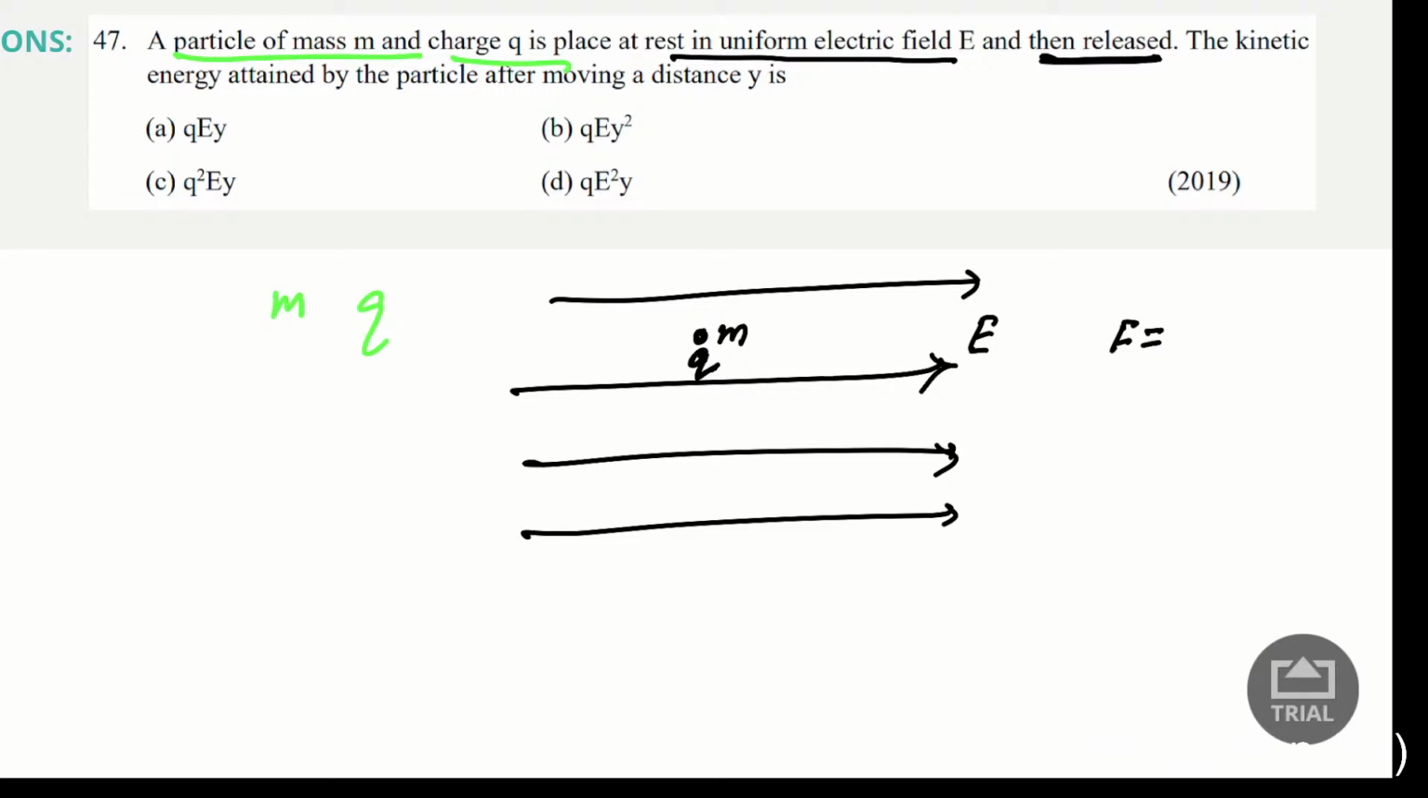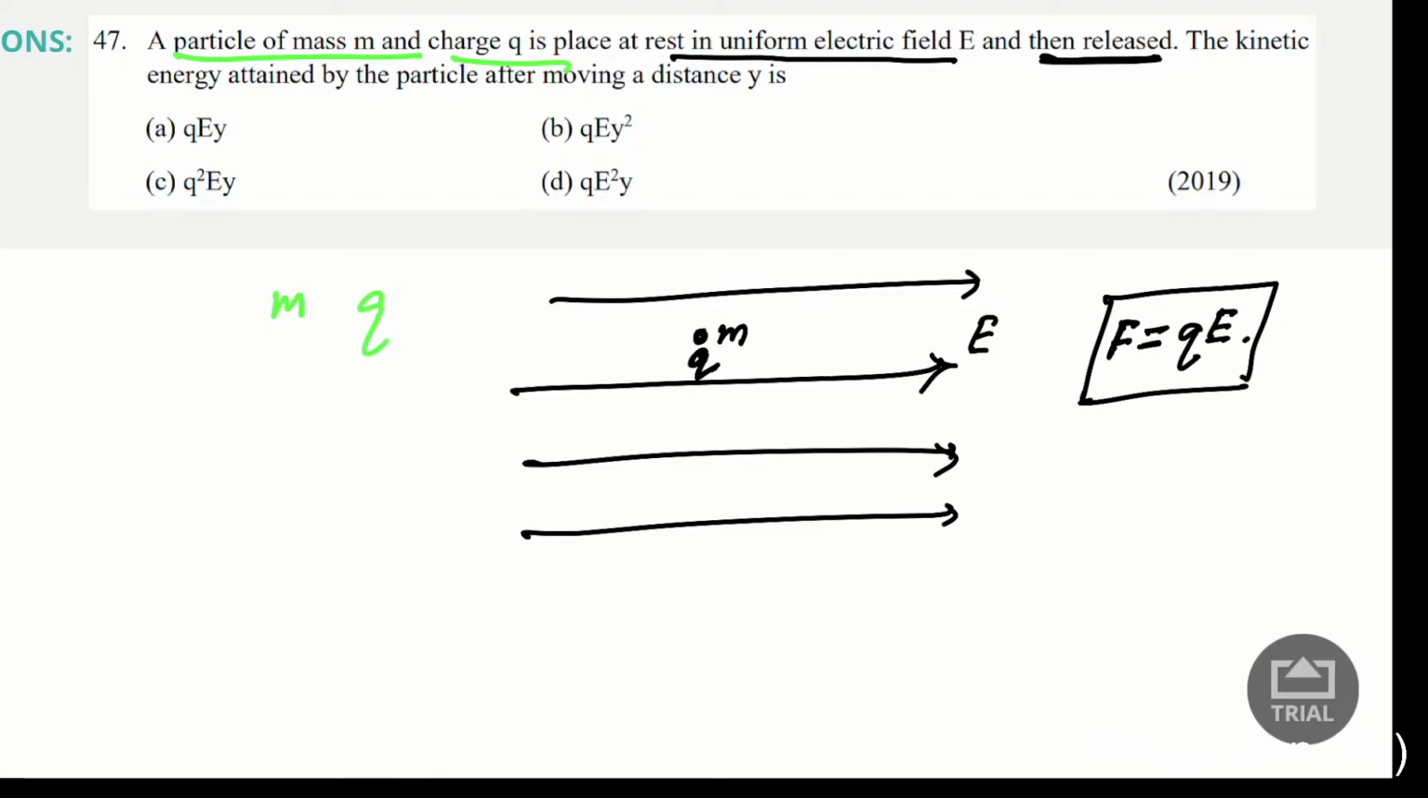Force gets applied. And what is that formula? Force is equal to what? F is equal to QE. So this is the force that is acting on the particle. Now energy, we know work done is equal to energy, correct? Work-energy theorem: work done is equal to change in kinetic energy.